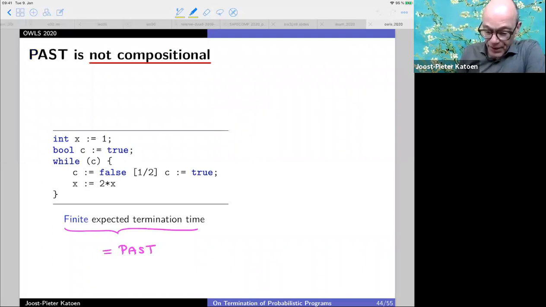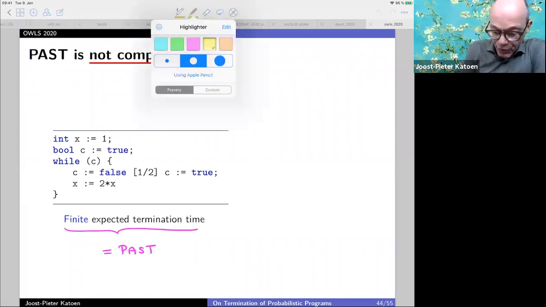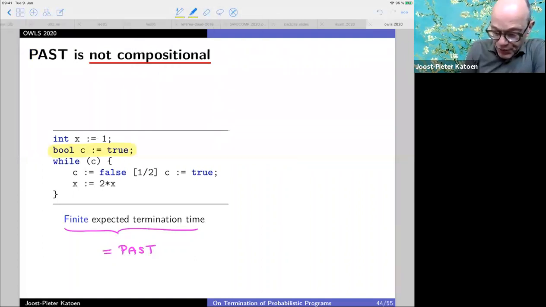So this example is similar to the examples we have seen before. We have this Boolean C that controls the termination of the loop. And for the rest, we have a variable x, but now x is doubled in every iteration. But for the termination of the loop, it doesn't matter what we do with x. So the termination, of course, is still a finite expected termination time. It's still modeling a geometric distribution, now with probability half. So this program is definitely PAST.